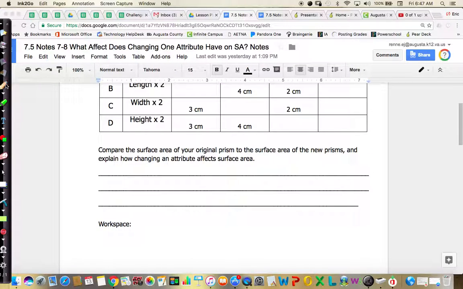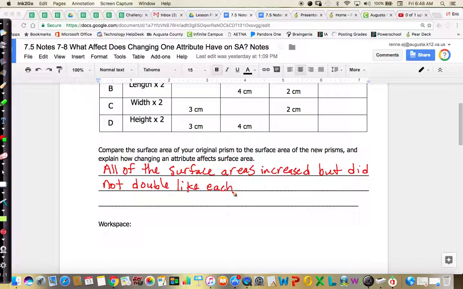And write this down as I do. All of the surface areas increased but did not double like each of the attributes did.